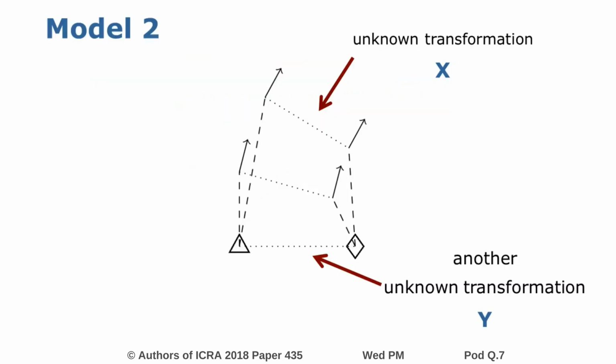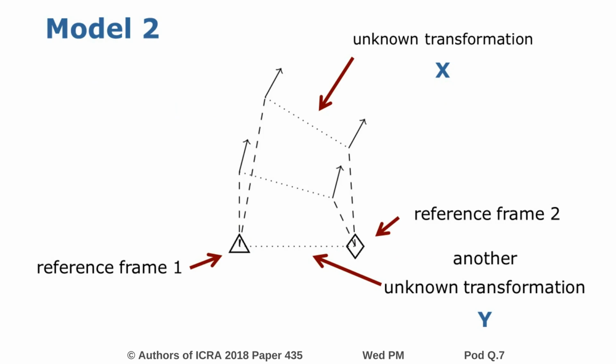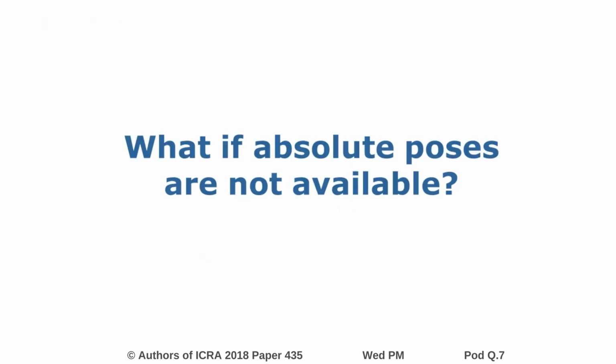To alleviate this, we can introduce another unknown transformation called Y, and allow the sensors to work on separated reference frames. This leads us to the second model, with the equation AX equals to YB. Notice that both the first 2 models utilize absolute pose measurements, but absolute poses are not always directly available and can be erroneous because of drift.